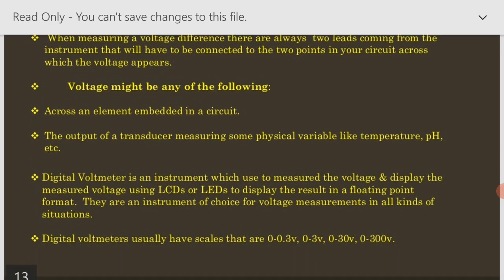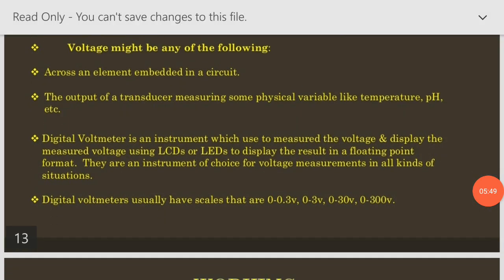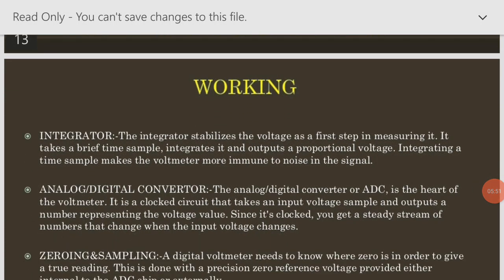Digital voltmeters usually have scales that are 0 to 0.3 volt, 0 to 3 volt, 0 to 30 volt, 0 to 300 volt. Working, the integrator. The integrator stabilizes the voltage as a first step in measuring it. It takes a brief time sample, integrates it, and outputs a proportional voltage. Integrating a time sample makes the voltmeter more immune to noise in the signal.